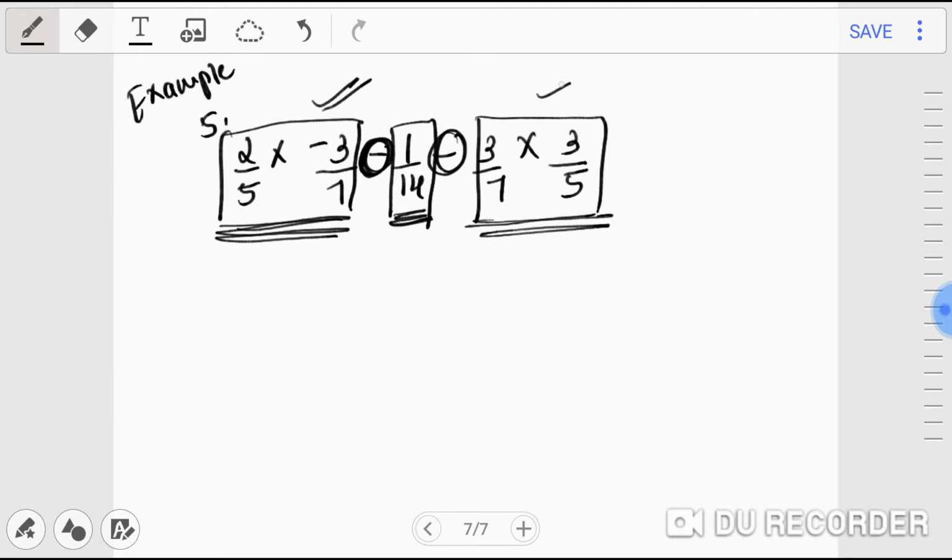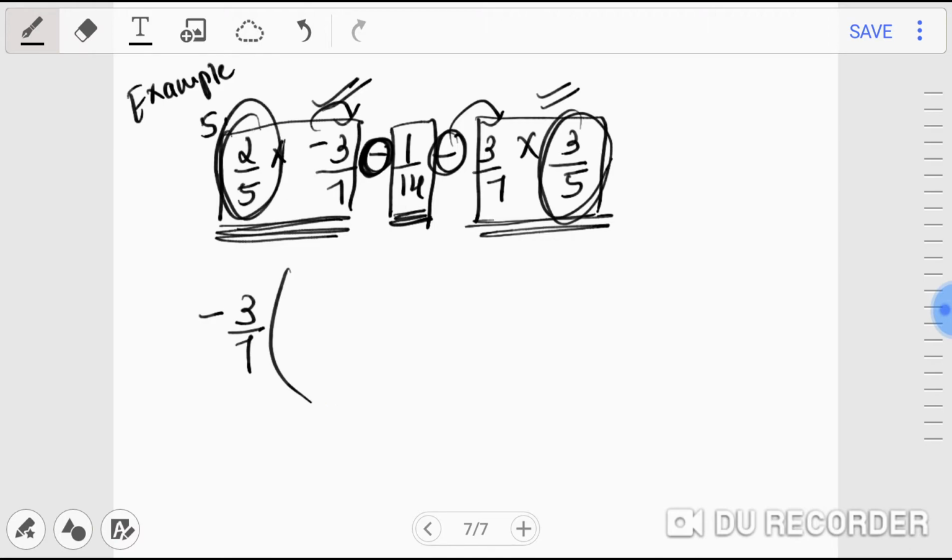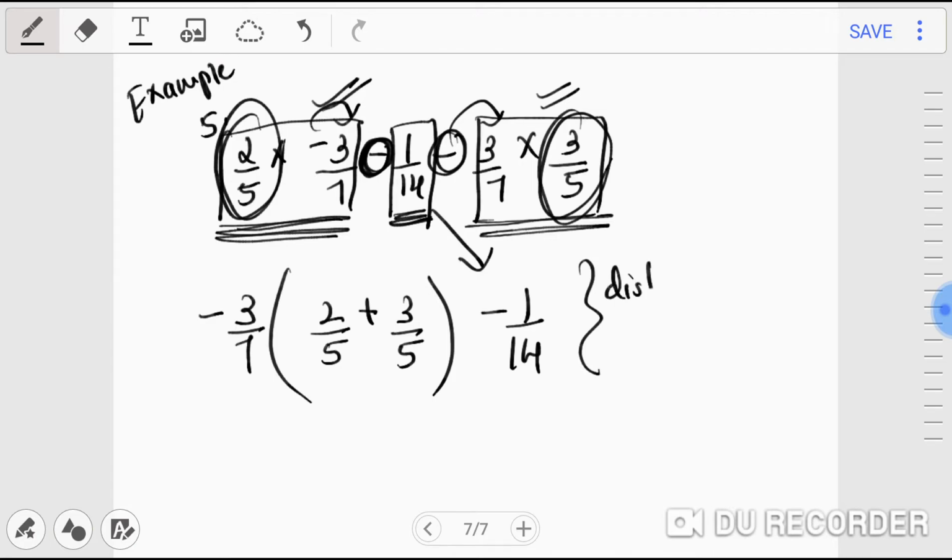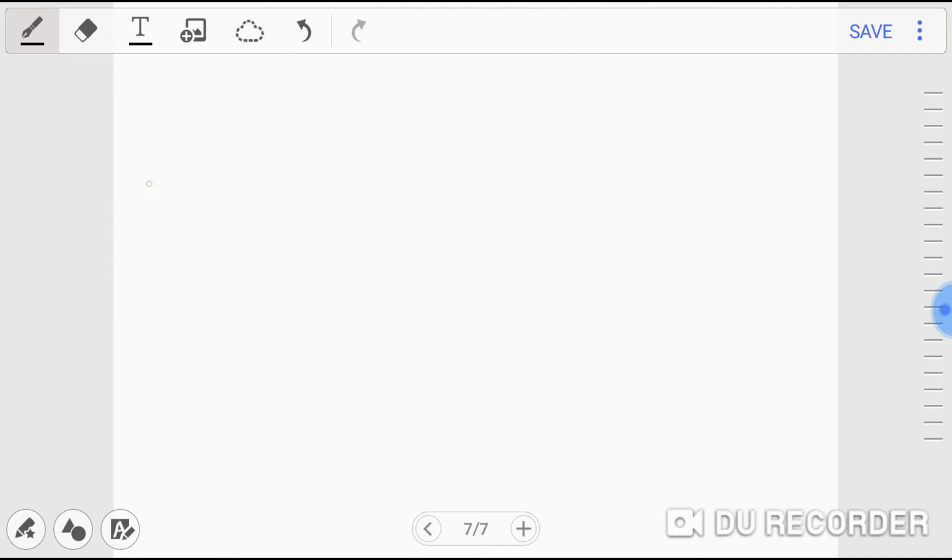In your first and third term, if you notice, you have minus 3 upon 7 in both. So can I take minus 3 upon 7 common? So inside will be 2 upon 5 plus 3 upon 5. And what is remaining here is minus 1 upon 14, that you have to keep it aside. This is called distributive property. What is distributive property? I'll explain here.